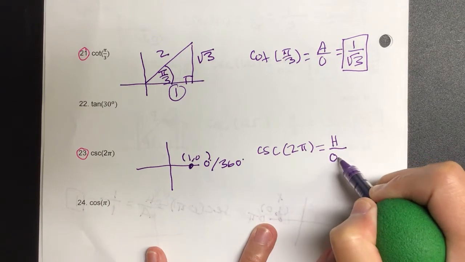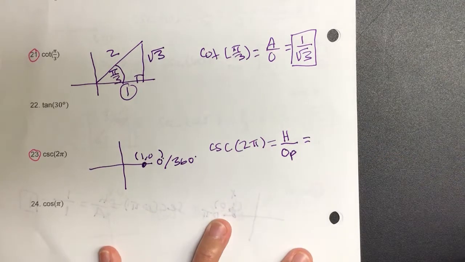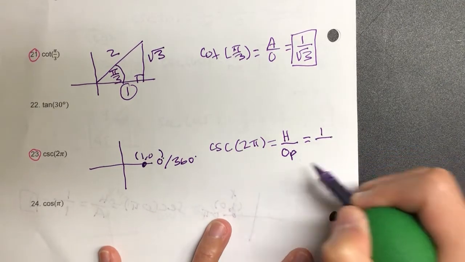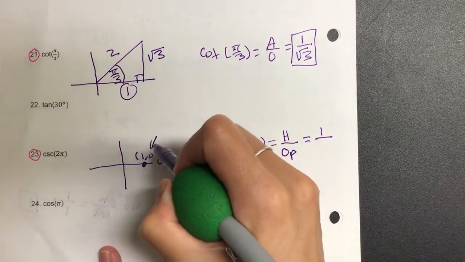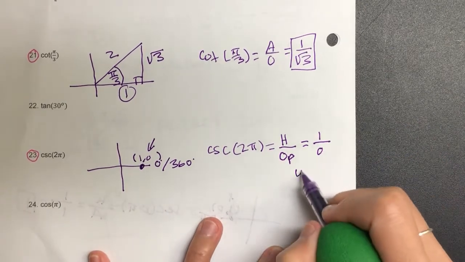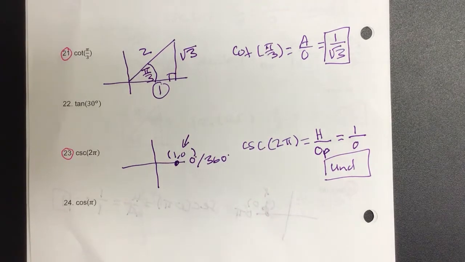Opposite. And I'm going to write OP on this one since I'm kind of thinking ahead. Hypotenuse on the quadrantal is always what number again? 1. Opposite is x movement or y movement? It is the y movement, so I have my 0. Can we divide it by 0? It is undefined.